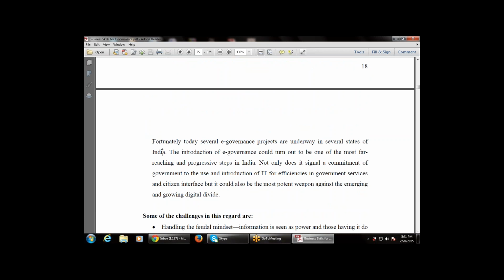The introduction of e-governance could turn out to be one of the most far-reaching and progressive steps in India. So the introduction of e-governance could turn out to be one of the most challenging factors and a progressive step in India. This is one of the important steps that comes with the introduction of e-governance.